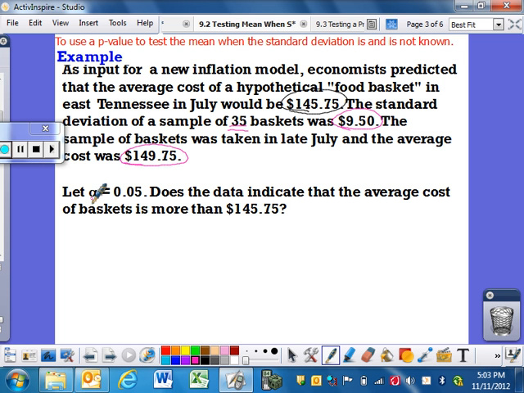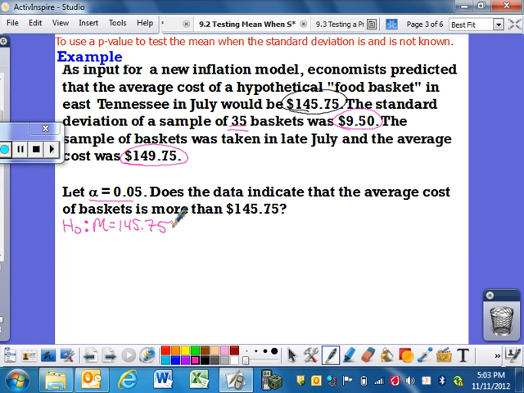But let's talk about what it's asking. At the 5% level, does the data indicate the average cost of baskets is more than the mean that was talked about before? So remember, the three things you must list first. State your null. The mean is 145.75. So that was what it was in July.